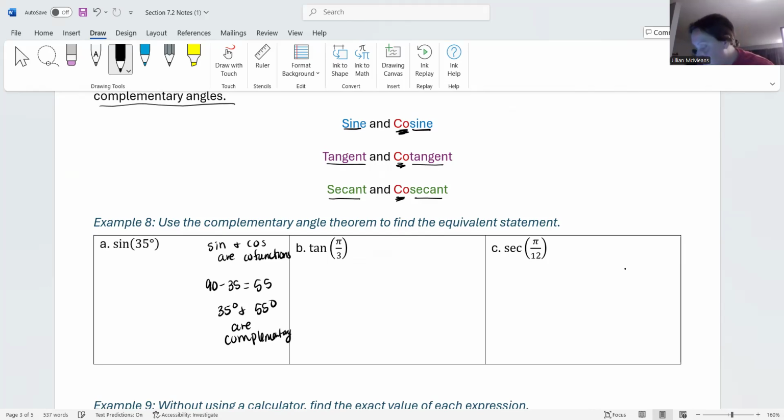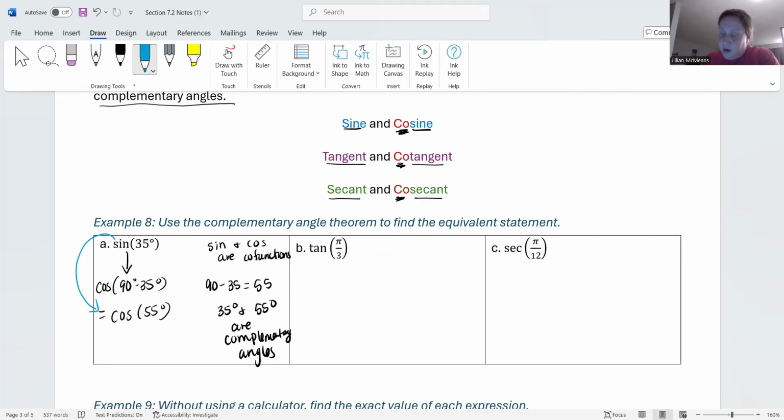I'm running out of room. So if I wanted a statement that is exactly equivalent to sine of 35 degrees, then I need to use the idea of cofunctions and complementary angles. So this would equal cosine of 90 minus 35 degrees. So that would equal cosine of 55 degrees. So these two things right here are equal. Okay? So let's do the same thing with tangent of pi over 3 and secant of pi over 12.